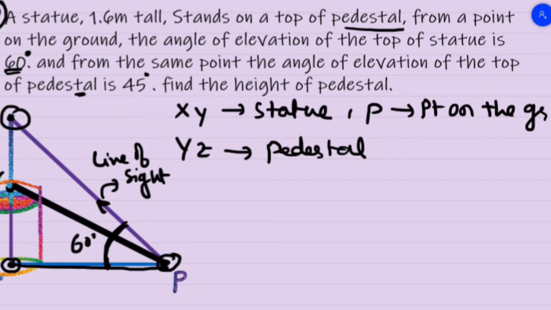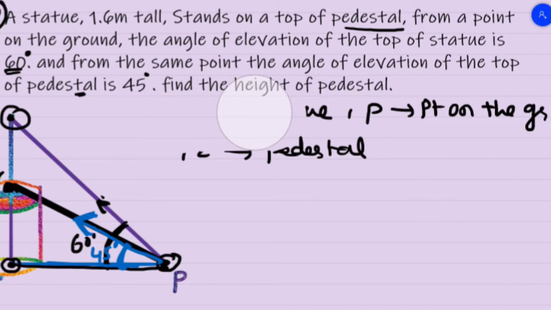And from the same point, the angle of elevation to the top of the pedestal, this is the pedestal, to this point the angle is 45 degrees. So this is the line of sight to the top of the pedestal, or the bottom of the statue. With this line, the angle made is 45 degrees. If you are getting this much, then we can move ahead to solve what is asked. Find the height of the pedestal.